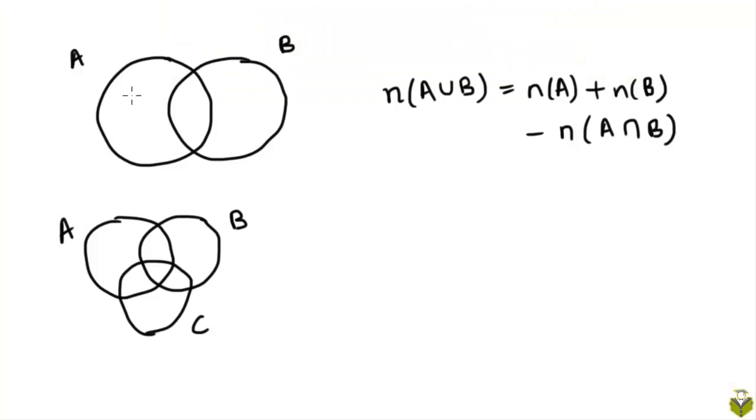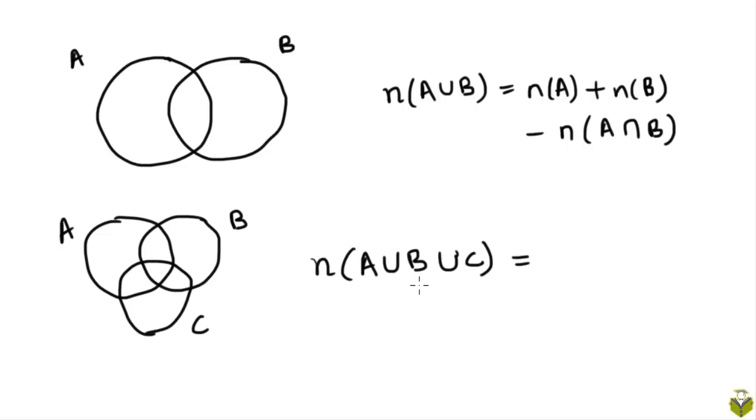Given two sets A and B, we know that the number of elements in A union B is the number of elements in A plus the number of elements in B minus the number of elements in their intersection. Could we extend this formula to a situation where we have three sets, where instead of taking the union of two sets, we are taking the union of three sets, A, B and C?